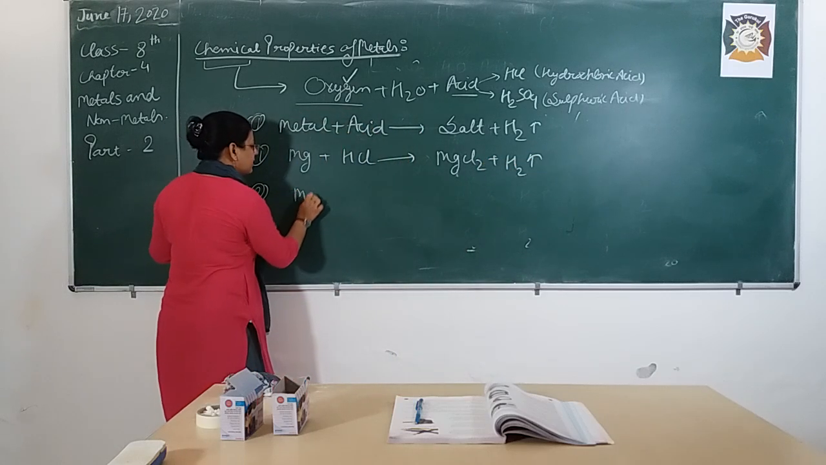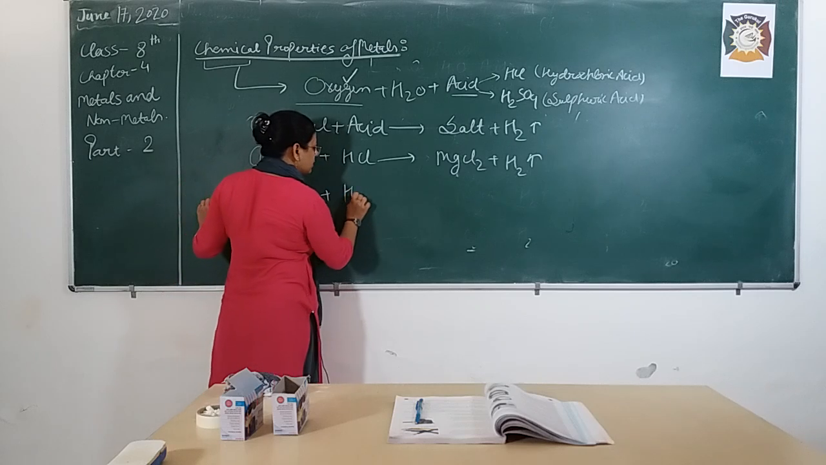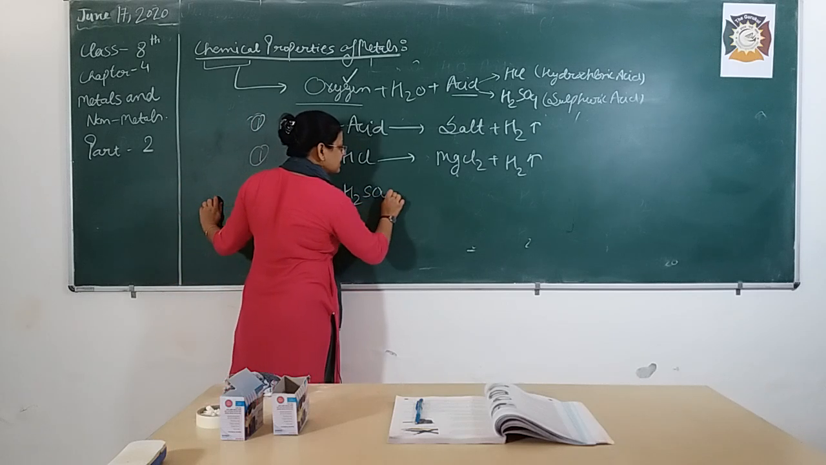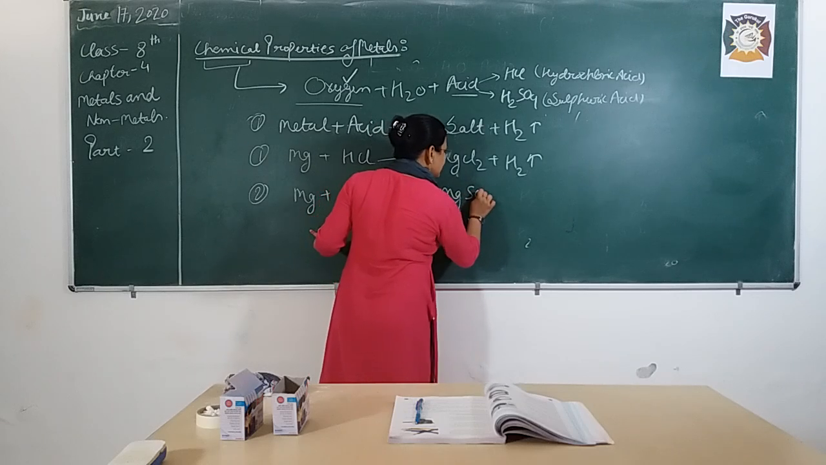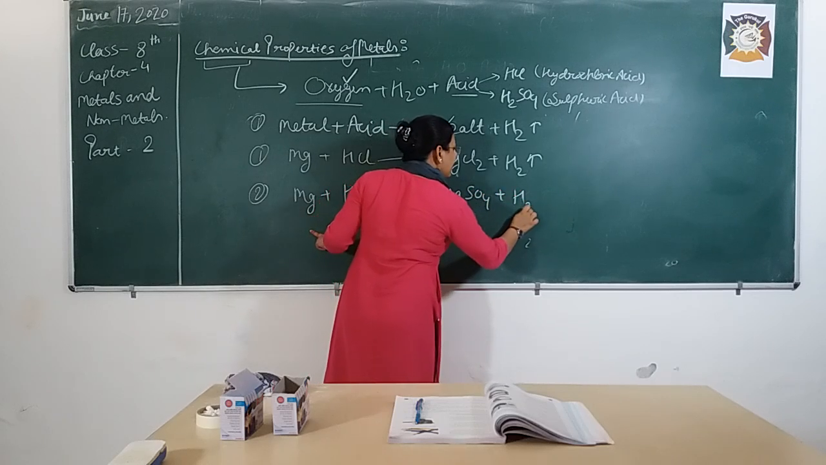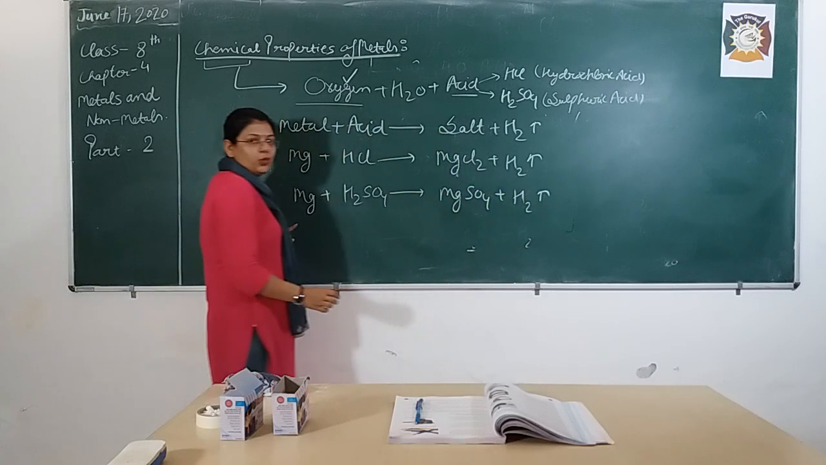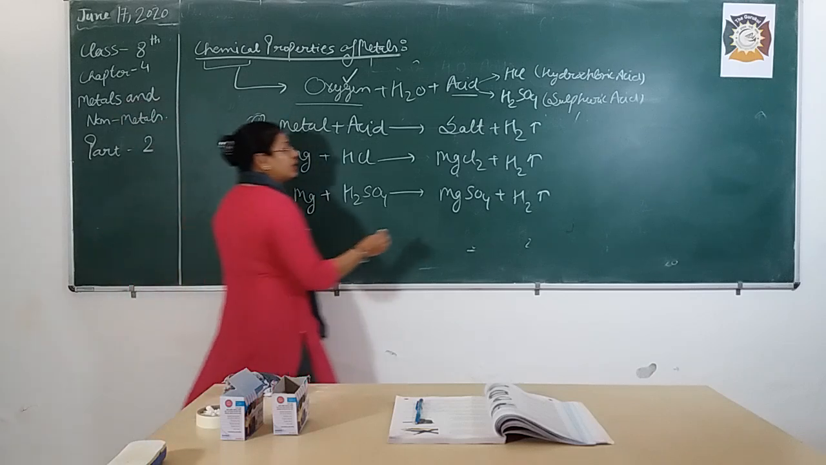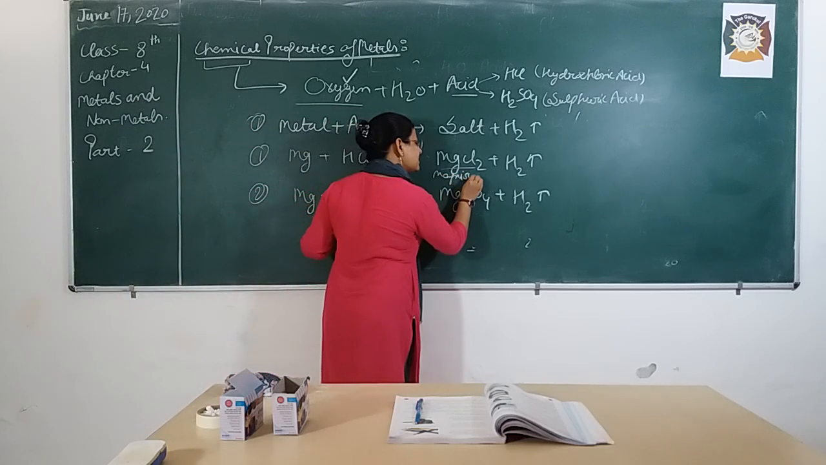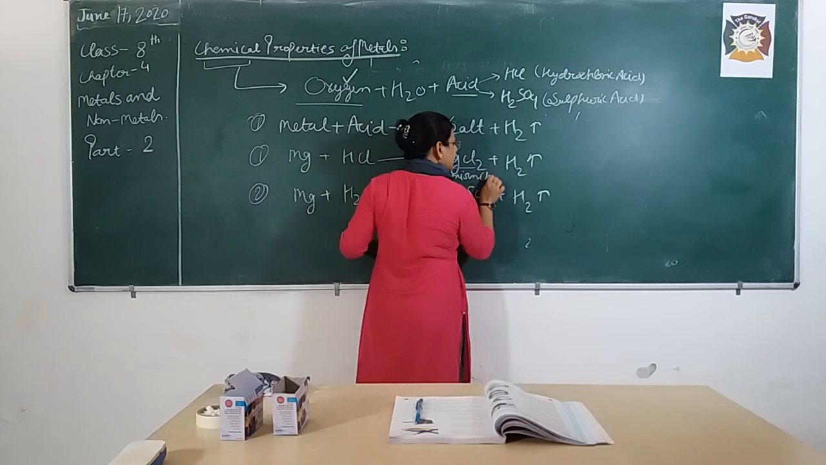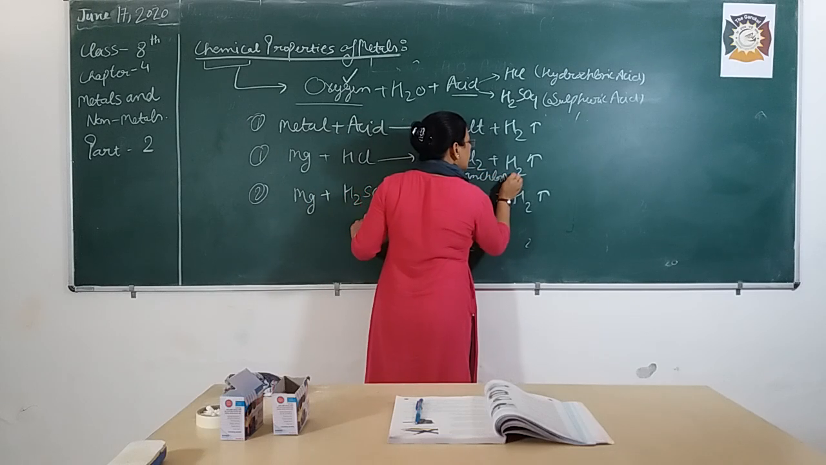In the second case, when magnesium reacts with sulfuric acid, it leads to the formation of the salt MgSO4, and hydrogen gas is removed out. So the name of the salt is magnesium chloride, because magnesium is present along with chlorine.